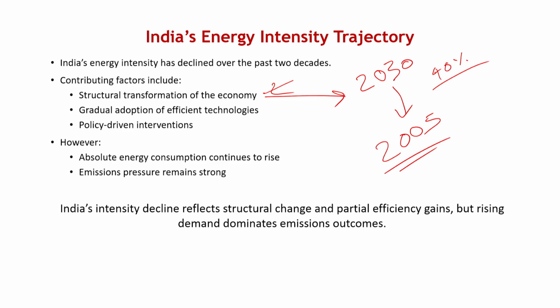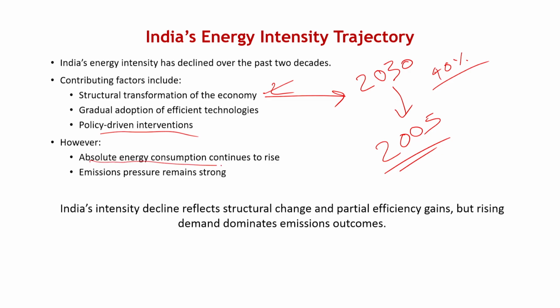And since this structure is changing a lot, that's why India has done well on the energy intensity side of it. Gradual adoption of efficient technology has happened in certain sectors. I'll show you that through some numbers. India has also put emphasis on adoption of new technology as a structural method. So India has done well on that side, and there have been some policy driven interventions which I'll tell you about in the next couple of slides.